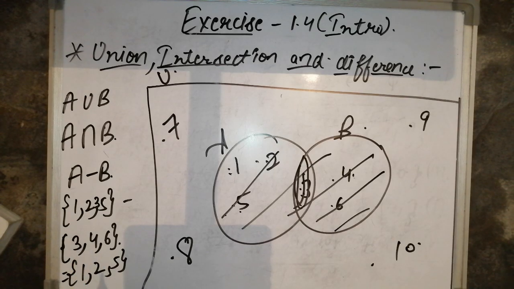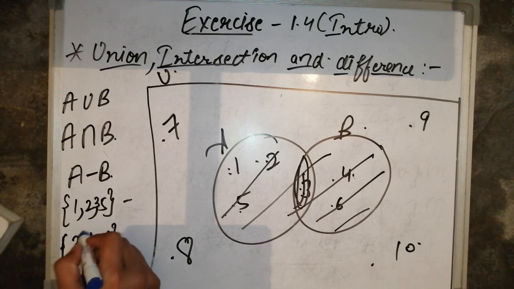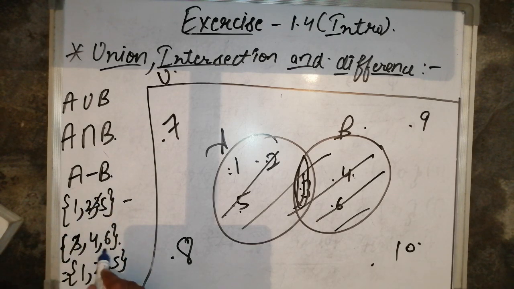Minus 4, minus 6. The only reason behind this is that we will take the elements of the single set from which we are subtracting, which is 1, 2, 3, 5, and the element which is present in the two sets we will cut, and the rest of the elements we will leave as usual. So the answer is 1 to 5.